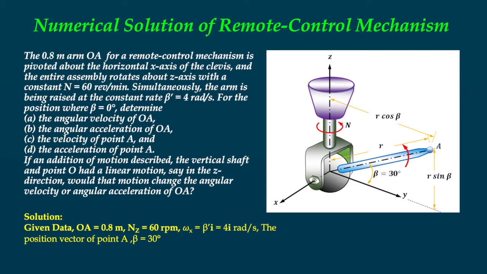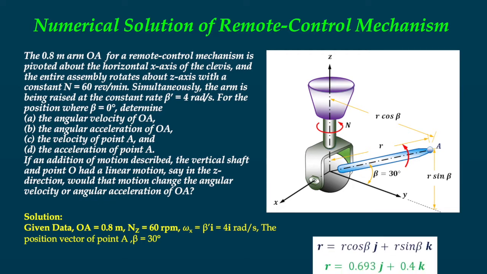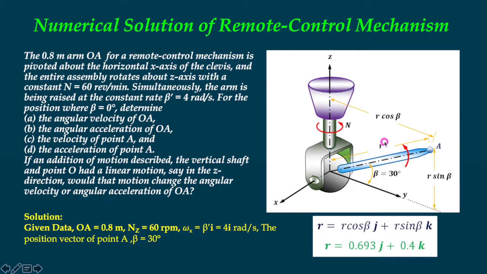Then first write down the radius vector r. Along the radius vector, r has two components, r sin beta, it is along z axis, so r sin beta, k is the unit vector, and r cos beta along y axis, this is considered the y axis, so unit vector is j. Now magnitude r and beta are given, so we are getting the radius vector r equals 0.693 j plus 0.4 k.